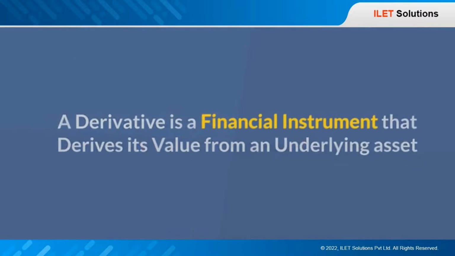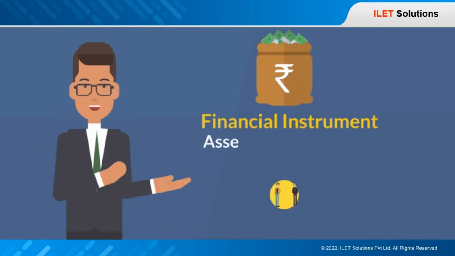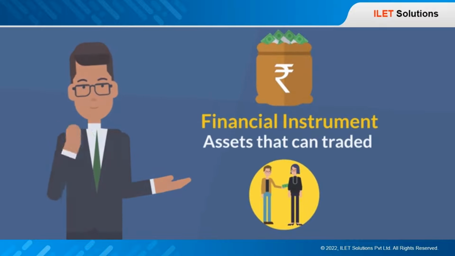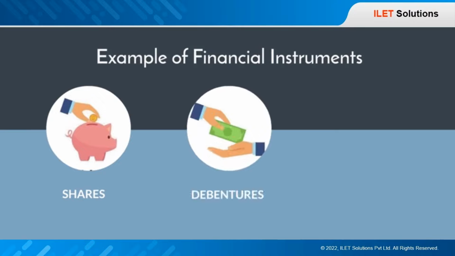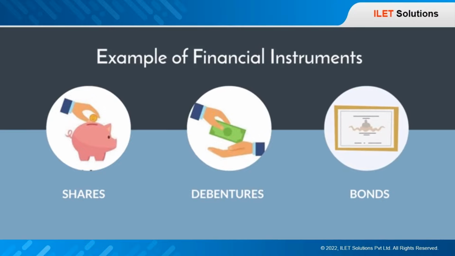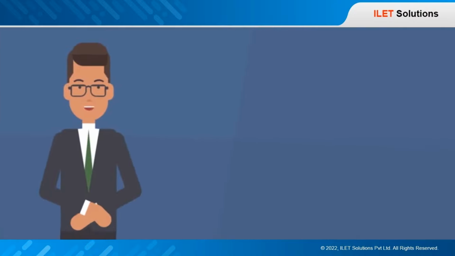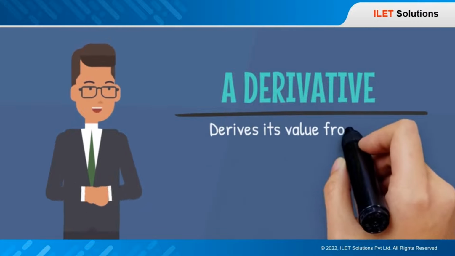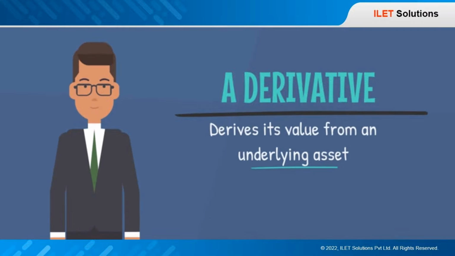In the stock market parlance, financial instruments are assets that can be traded. Some examples are shares, debentures, bonds, etc. The next part of the definition is that a derivative derives its value from an underlying asset.